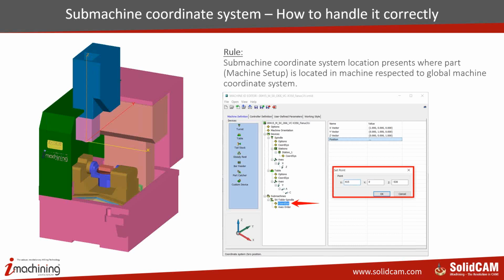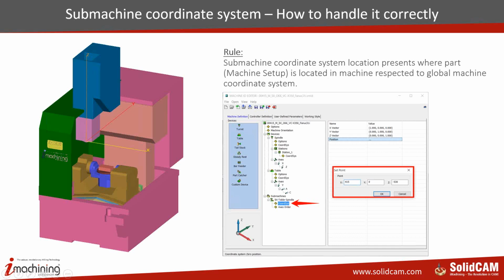Okay, now what I have on the left side is just the regular 5-axis table machine that you saw previously, and many of you ask, what is actually the submachine coordinate system?